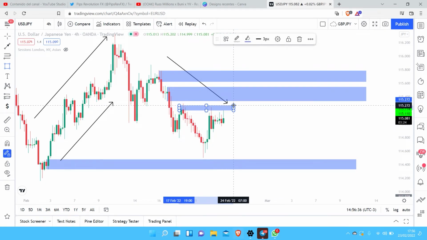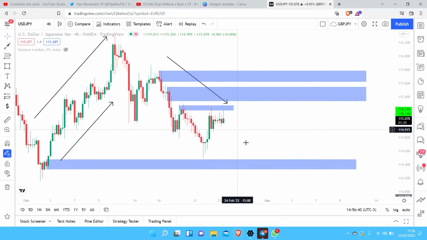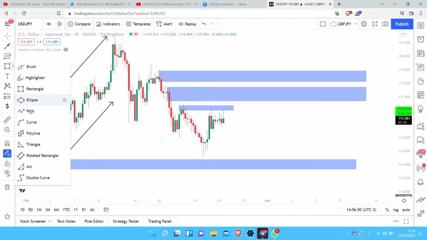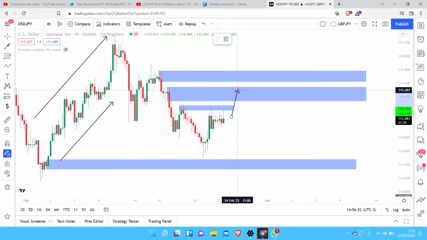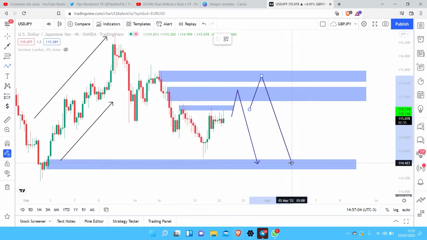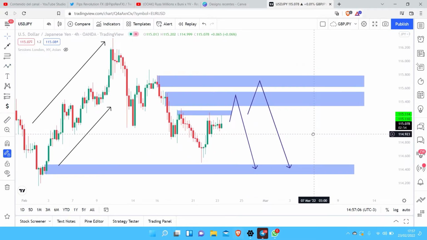And for me, what I see is, price is making lower lows, and right now is making some equal highs. If the price is making equal highs right now, price for me has two options. It will either take some liquidity from these equal highs and go to this area and to the 4-hour order block.